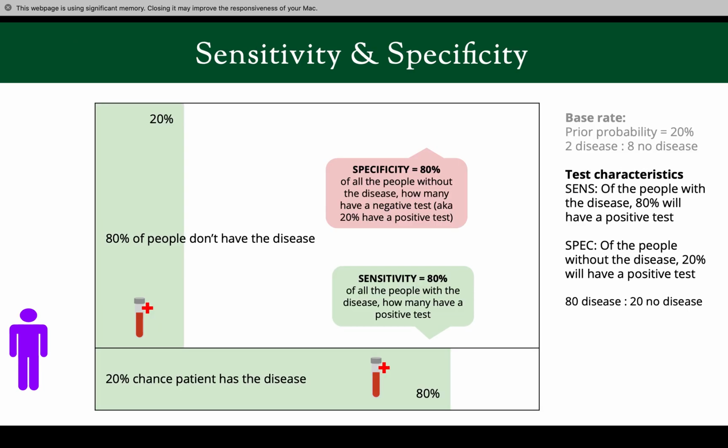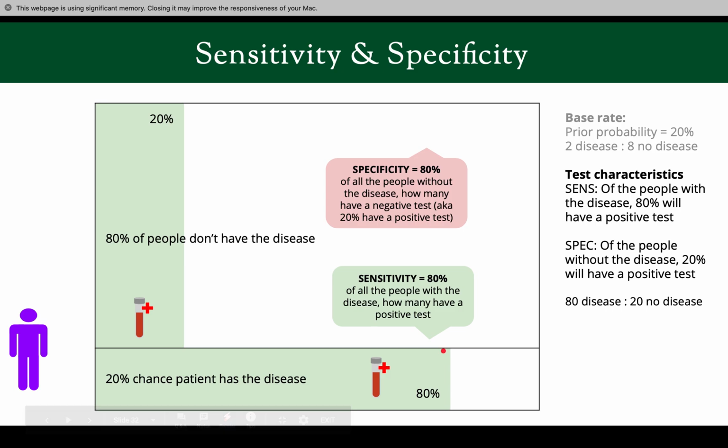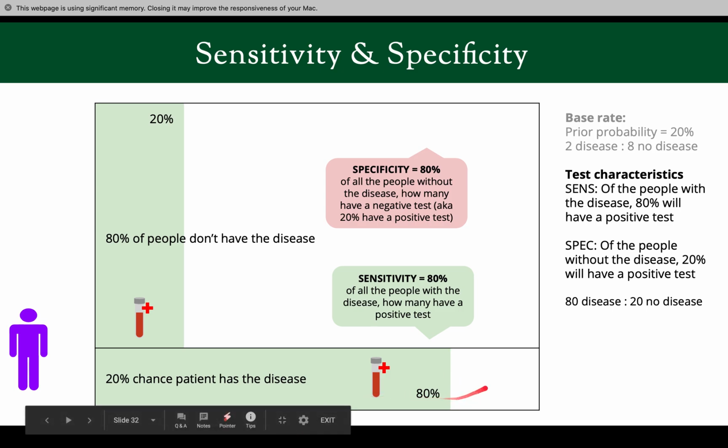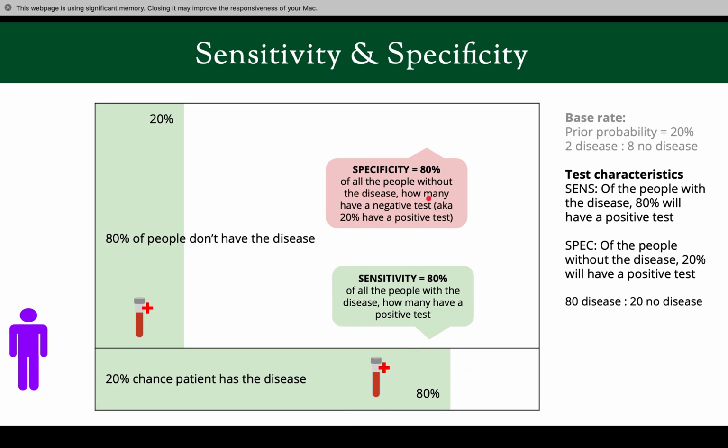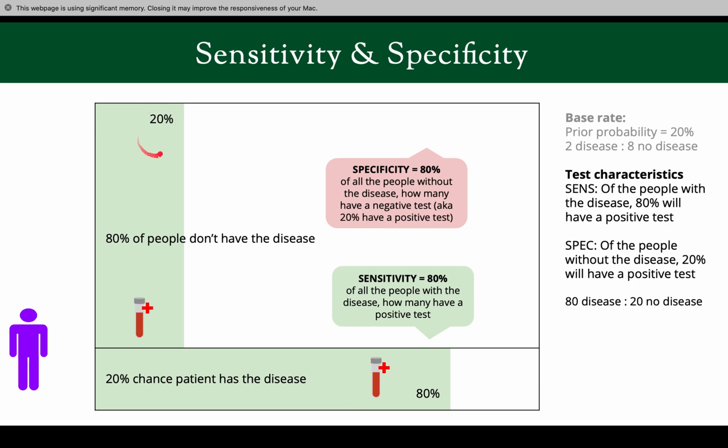Now we have a test. And this test has these characteristics. It has a sensitivity of 80% and a specificity of 80%. What does that mean? Sensitivity of 80%: of all the people who have the disease, how many of them are going to have a positive test? 80%. That's what this means. So there are going to be 80% of the people who have the disease with a positive test. That means there are people over here who have a negative test, right? And what about specificity? That says, of all the people who don't have the disease, how many of them are going to have a negative test? 80%. And that means all of these people are without the disease and they have a negative test, and that means that there are people without the disease who had a positive test, right? Incorrectly so, and that's this area here.